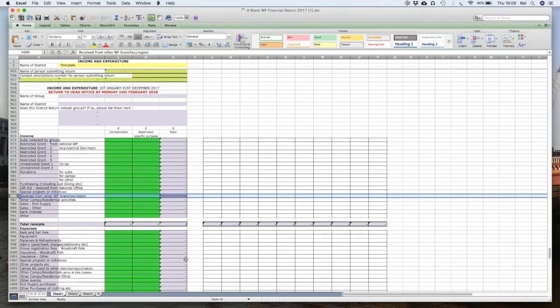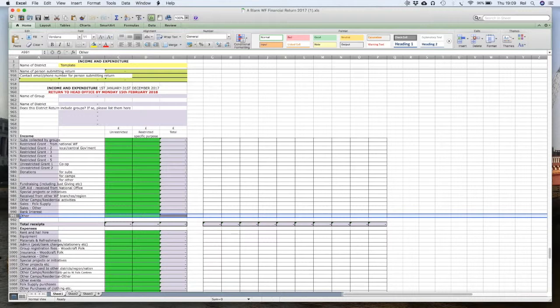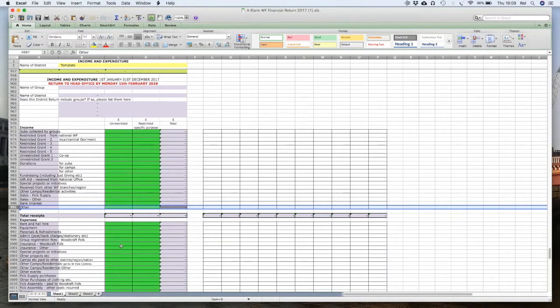And then the other incomes are camps and residential activities where you're not receiving it as a donation, and then sales of folk supply and sales of anything else, bank interest and other, which we try to keep down to a minimum, because otherwise it defeats the object of analysing all the figures if you put everything down as other. So that's all the income side. Perhaps we could do questions on that before we go on.